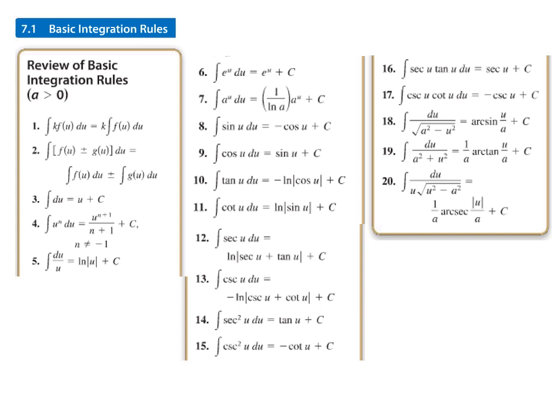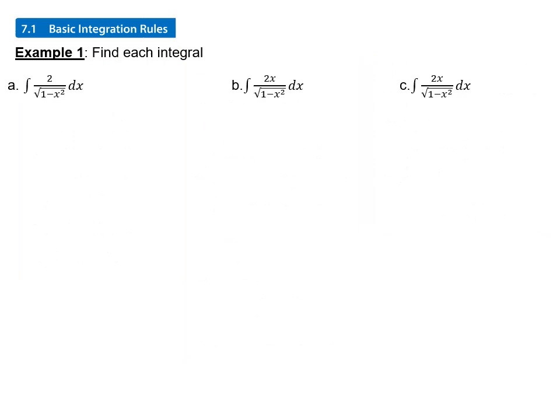So basic integration rules is basically a review of everything that we've had. So you see all the handy dandy little forms right there. Find each integral. Integral 2 over square root of 1 minus x squared dx. Well, first off, let u equal x, and a is 1. That gets us 2 times the integral of 1 over square root of a squared minus u squared du. That's an inverse trig. That's arcsine, so 2 arcsine of x plus c.